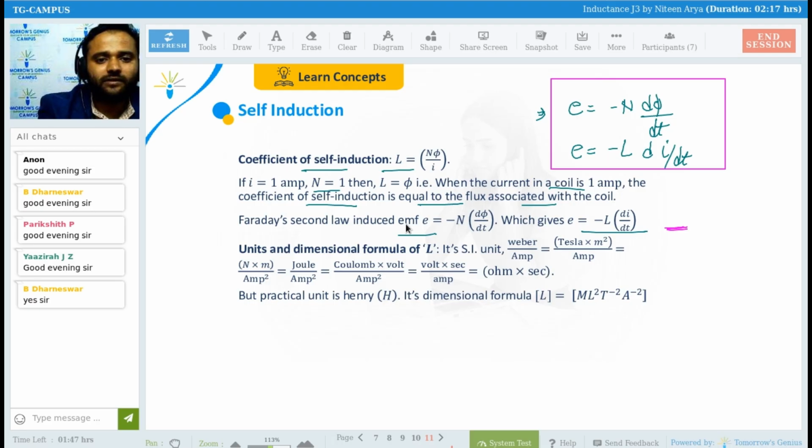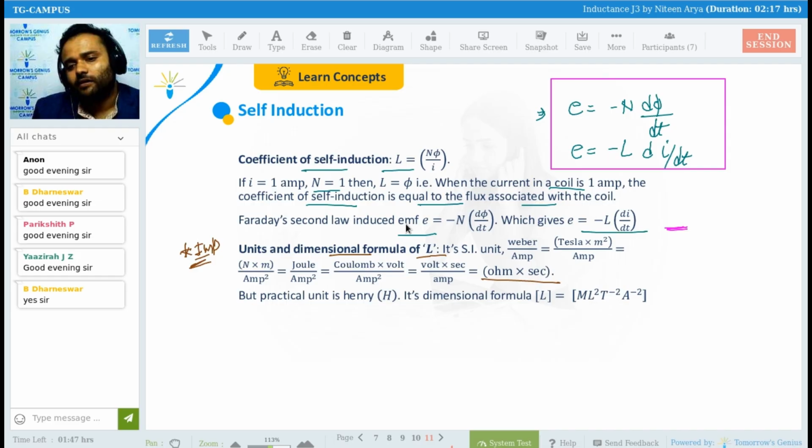Okay, units and dimensional formula, that is important also. Sometimes they ask directly. Focus here: units and dimensional formula of L. Its SI unit is Weber per ampere, or Tesla into meter square per ampere, or Newton into meter per ampere square, Coulomb into volt per meter square, volt into second per ampere, or ohm into second also. So there are so many units of this, because in different formulations we can make this. But the practical unit of inductance is Henry.